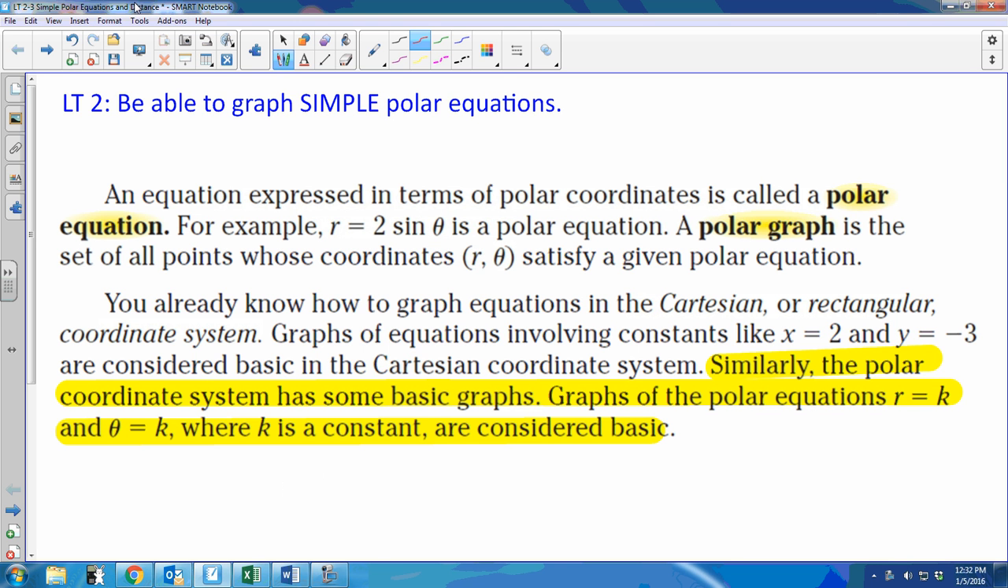Learning target 2 is graphing simple polar equations. So they're really simple. We're going to graph more complicated polar equations in learning target 4 tomorrow. Today we're doing simple equations. So this is what I mean by simple.